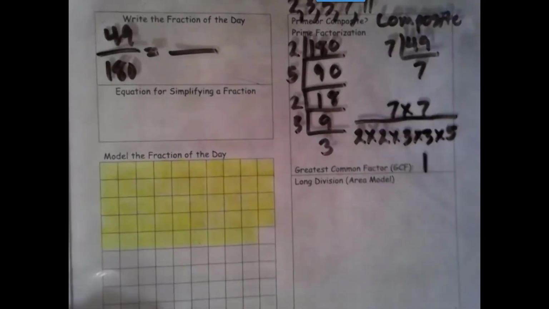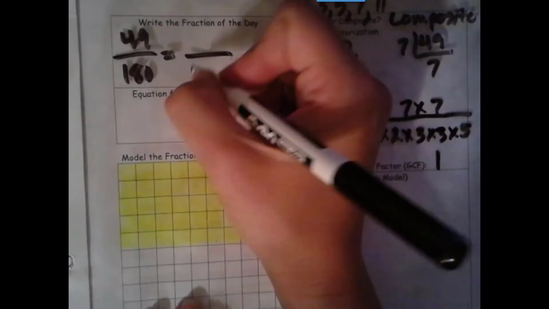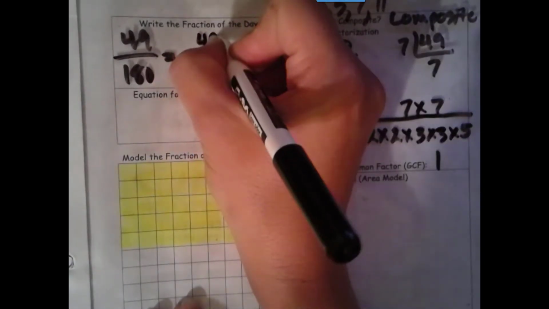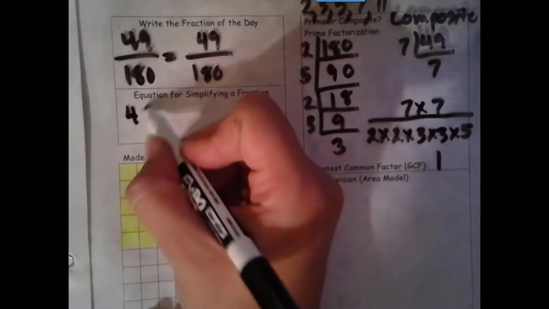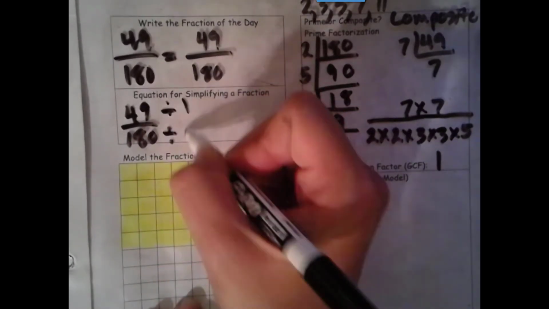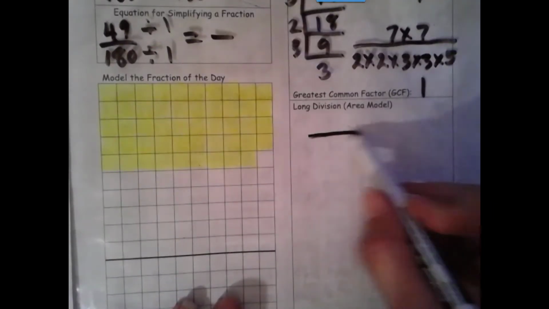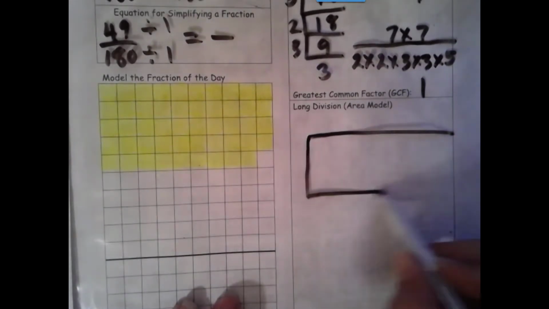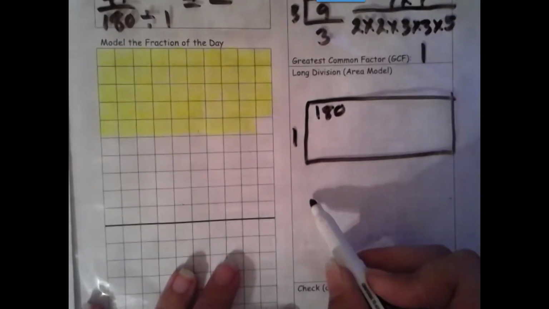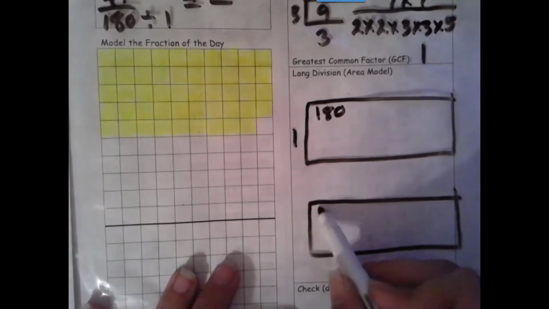So let's make our groups of 1. Done. How many total groups of 1 do we have? 180. How many are shaded in? 49. Let's go ahead and prove it with our algorithm. We're going to divide each by 1. We're going to divide 180 by 1. We're going to divide 49 by 1.